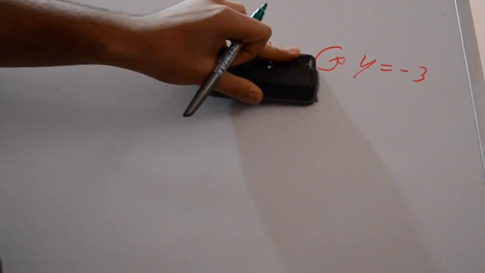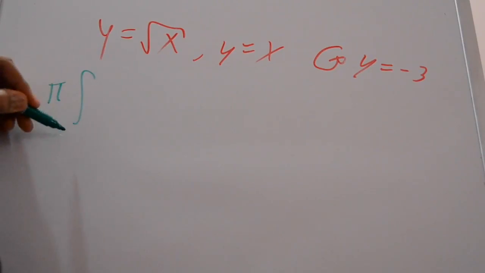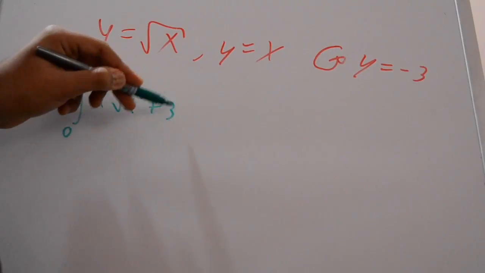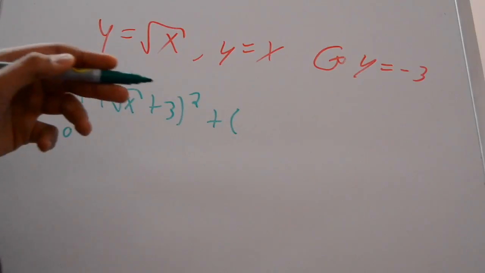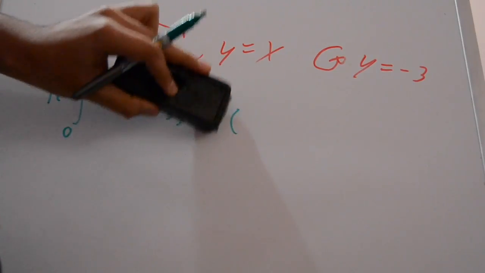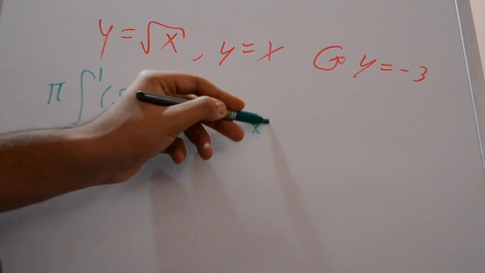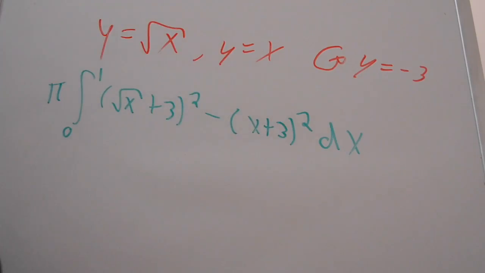And I'll show you what the integral should look like. So it should be pi integral from 0 to 1 of square root of x plus 3 squared, plus on a minus, since we're minusing the outer radius square minus the inner radius square, x plus 3 squared dx. And that's the volume you're going to get, and that's y equals negative 3.